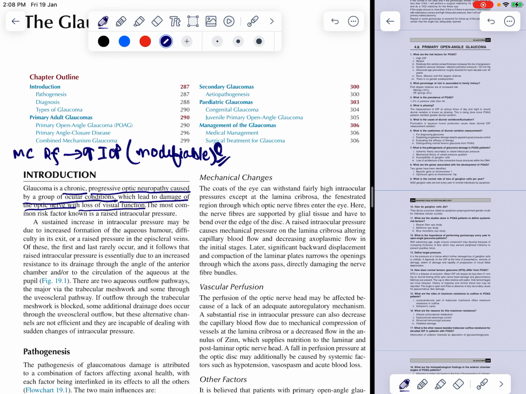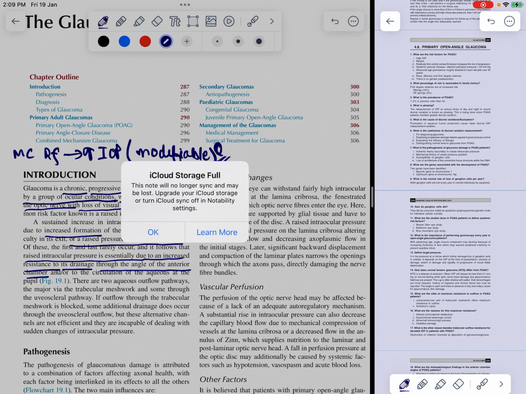Must know. A sustained increase in intraocular pressure may be due to increased formation of aqueous humor or a raised pressure in the episcleral veins. Raised intraocular pressure is essentially due to an increased resistance to its drainage through the angle of anterior chamber. Either you produce more and exit less, or you produce less and have a low IOP.